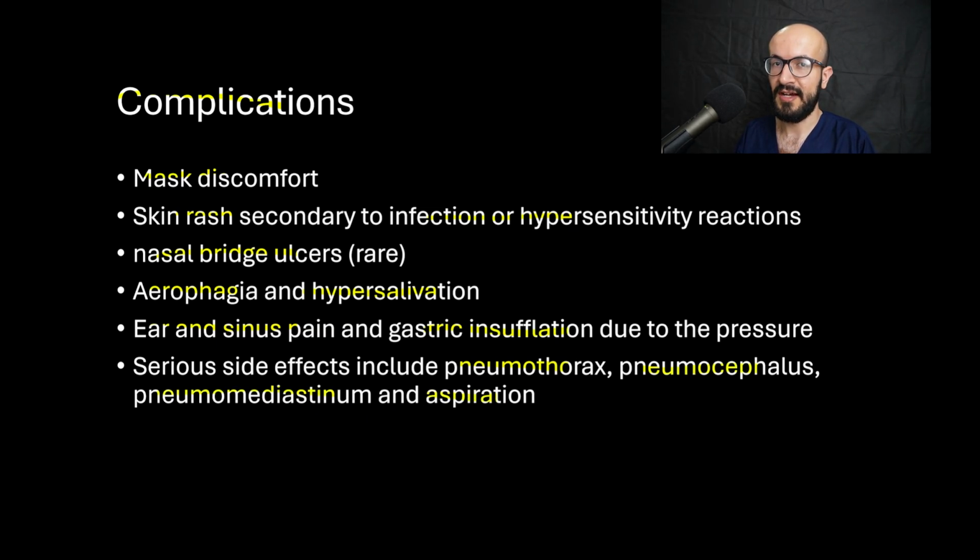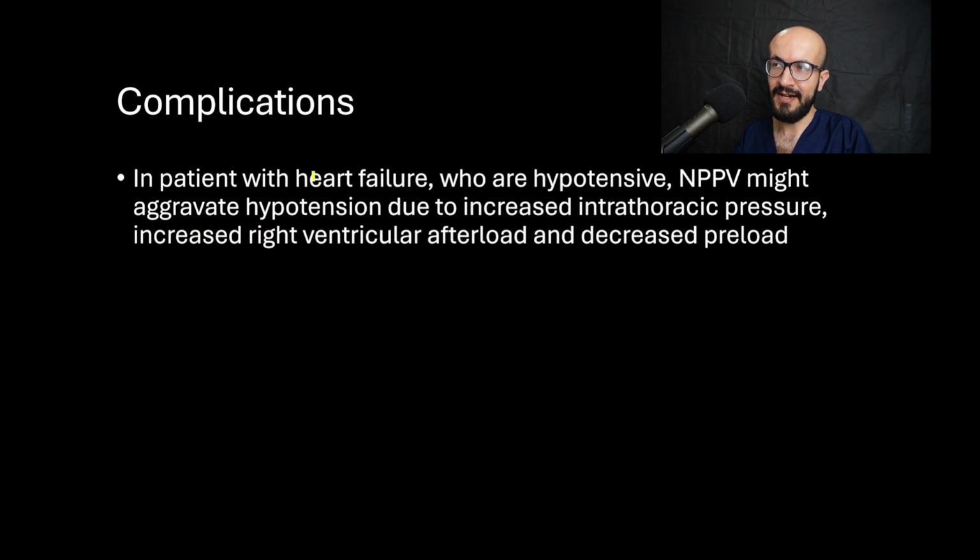And the serious side effects with the positive pressure ventilation include pneumothorax, pneumocephalus, pneumomediastinum, aspiration and pneumonia. Now in patients with heart failure who are hypotensive, the positive pressure ventilation might aggravate the hypotension due to increased intrathoracic pressure and increased right ventricular afterload and decreased preload, because higher pressures inside the chest would make it hard for the blood to return to the heart, and patients with heart failure who are hypotensive would suffer.